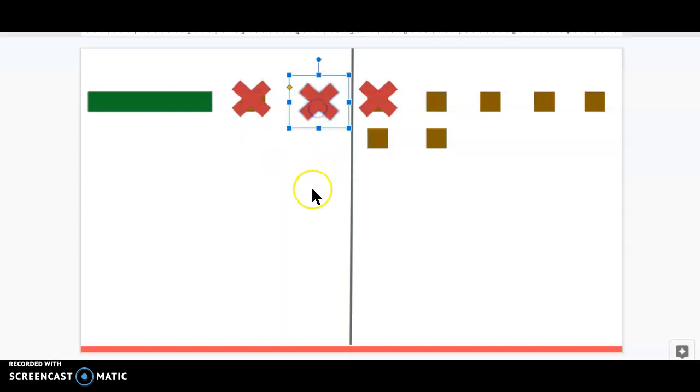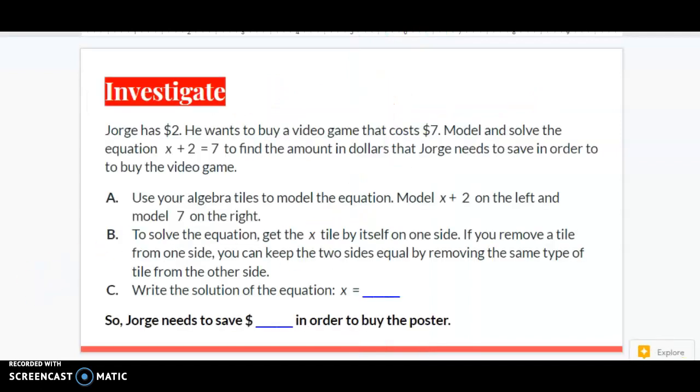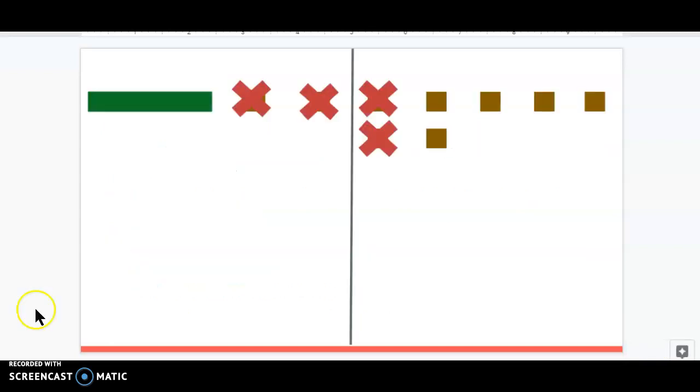And I'm putting x's on it because it's easier for me on the computer. So if I have 2 over here that I got rid of, I've got to get rid of another one over here. So I'm going to get rid of this one. Okay, so now I have to write the solution of the equation x is equal to blank. So looking at this, what is this x or this rectangle equal to? How many ones do I have left?